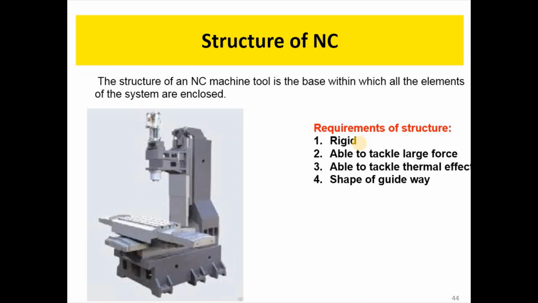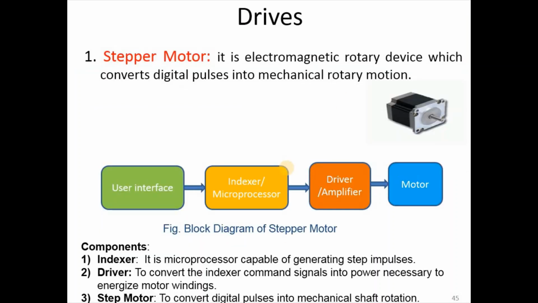It should be able to tackle thermal effects in all seasons, and the shape of the guideway. This is the structure of the NC. So some requirements are needed for the structure. So this is just an overview of the NC control system.